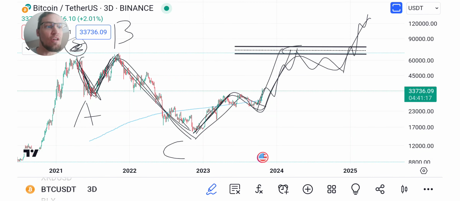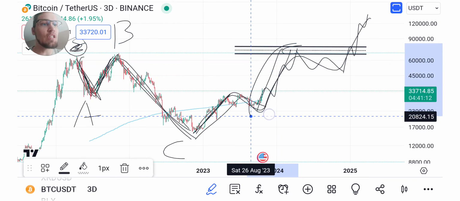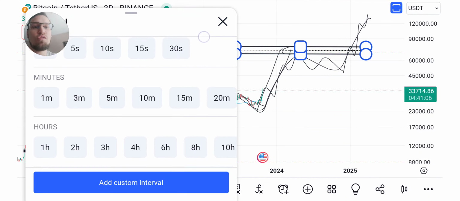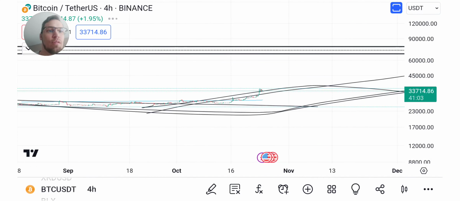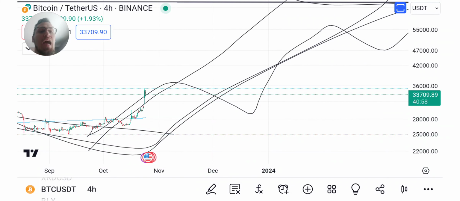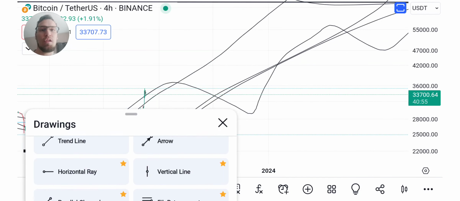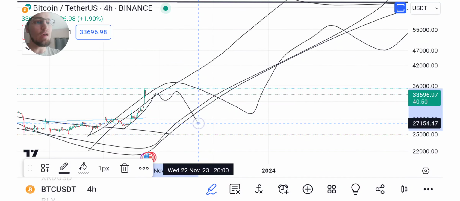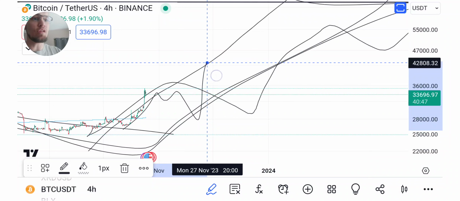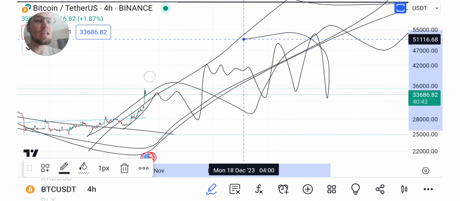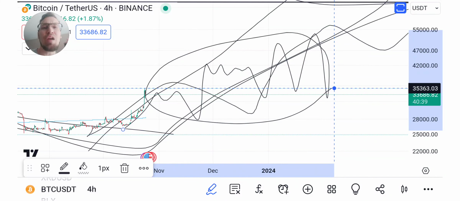So what you can see here is that in these waves, for example, let's take this wave. If I zoom into the 4-hour chart, there's a lot of things that can happen in here. For example, we're up here, we can come down first, all the way down to 27K before popping up to 42K and then going sideways a little bit, coming back down. So it could be chaotic in here. It can be incredibly chaotic.